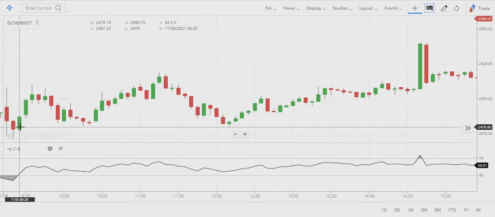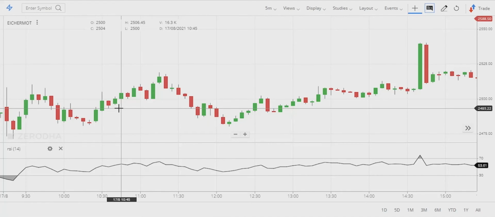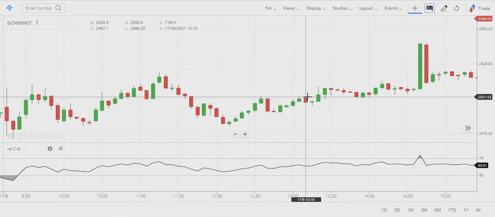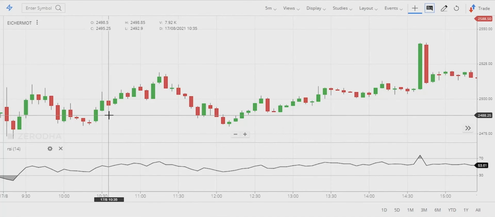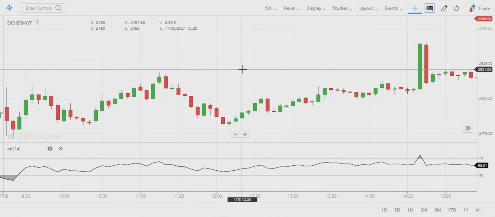What will be our target profit? Let's say we have kept it at 2%. So 2% of 2480 will be around 2529. Our target profit will hit on this candle, but it is not necessary that the RSI indicator will work every time. So what is the success rate of RSI?